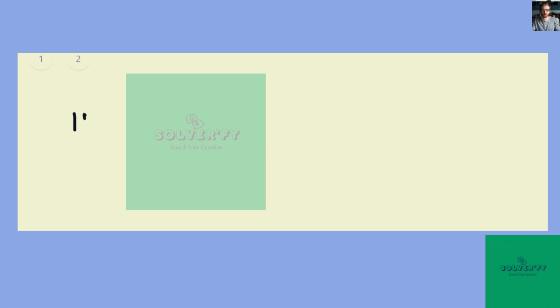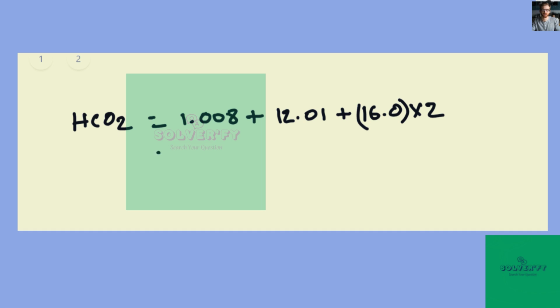So the empirical formula mass for HCO2 will be, for one hydrogen we have here, the hydrogen's formula mass is 1.008, and we have only one hydrogen, plus we have one carbon, and carbon's formula mass is 12.01, and we have two oxygen, formula mass is 16, that means we'll have to multiply it by 2, and this sum will give us 45.02, and this is in the unit of gram per mole.